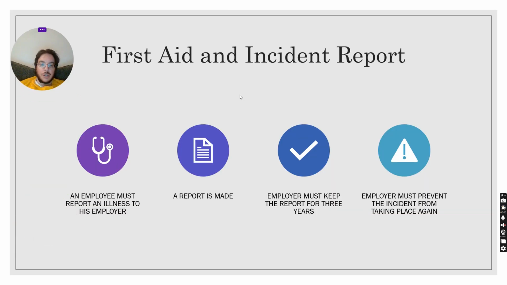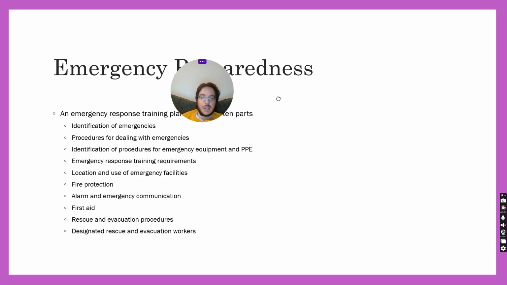So, if you get hurt, you must report your illness to your employer. The employer makes a report and the employer keeps the report for 3 years, and then they must prevent the incident from ever happening again. Sometimes that's not possible, but this is a cycle where you have to take some corrective action. If you see somebody got hurt, then you have to figure out why, and you have to figure out how to keep it from happening again.